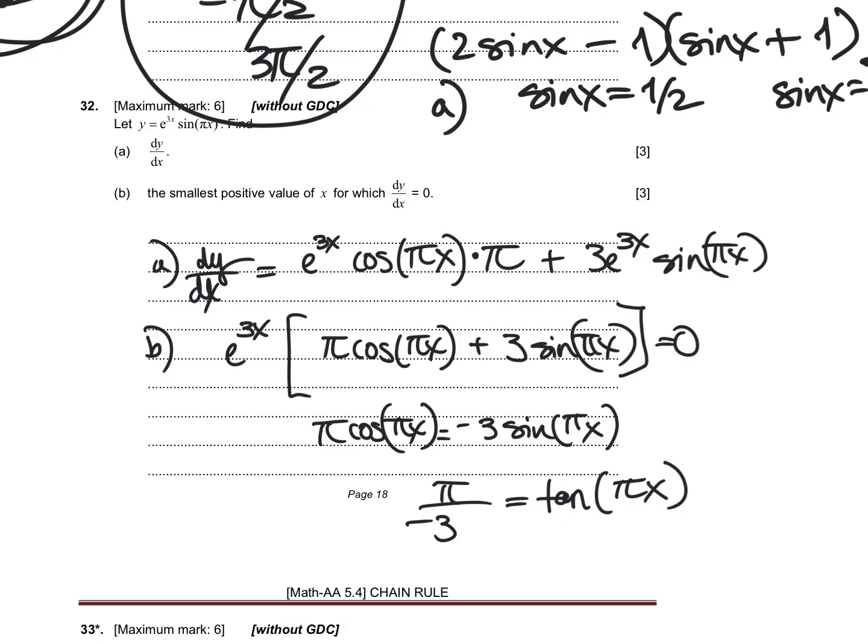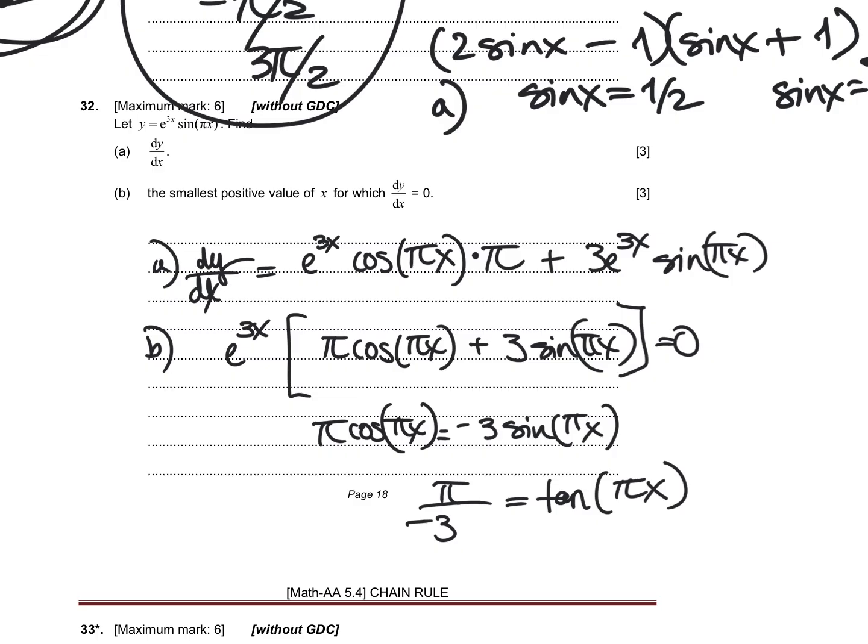Okay. So now we have tangent. They don't give us a domain. We just have to find the smallest positive. So tangent is negative pi over 3. Hold on. Yeah, again, we have to use a calculator.